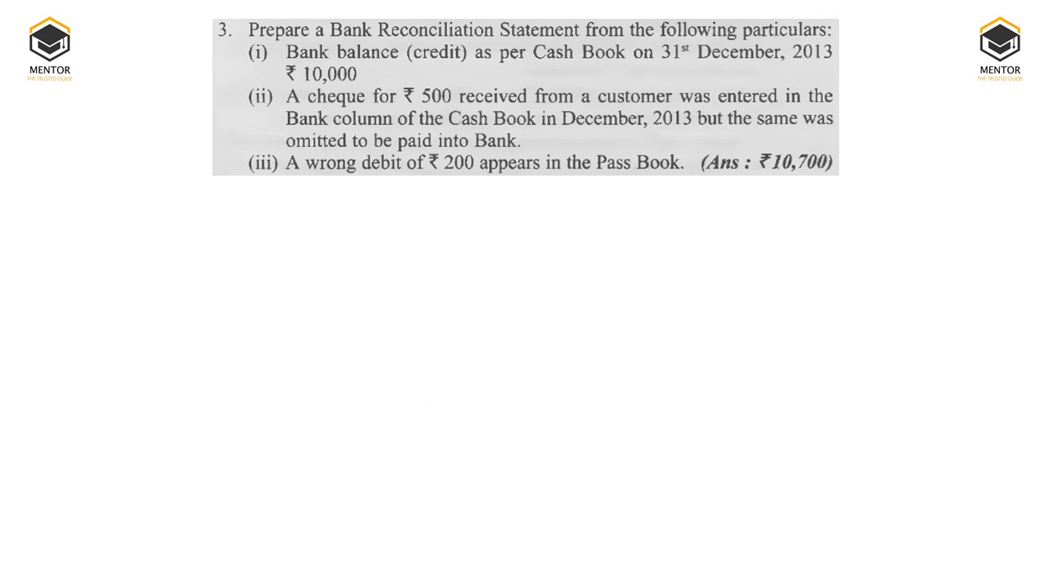Now we will take up this question. Prepare bank reconciliation statement from the following particulars. Bank balance credit as per cash book. Credit balance as per cash book, in the sense it is overdraft. In the question he has not mentioned overdraft, but he has specifically given bank balance cash book credit, in the sense overdraft. Checks for rupees 500 received from customer was entered in the bank column of the cash book in December 2013, but the same was omitted to be presented in the bank, sent to bank. Wrong debit of 200 appears in the passbook. So very simple question, how to solve this problem.